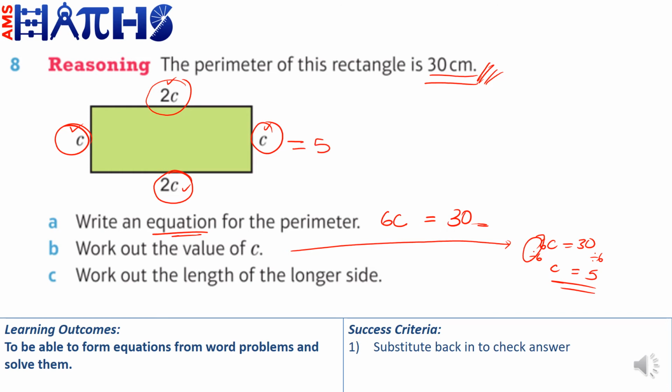Now part C says work out the length of the longer side. So the shorter side is c, the longer side is 2c. So all we need to do is substitute c, so we get 2 times 5 because c is 5, and we know that 2c means 2 times c. Okay, so 2 times 5 is equal to 10 centimeters because it says the perimeter was in centimeters, so it means the length is in centimeters.